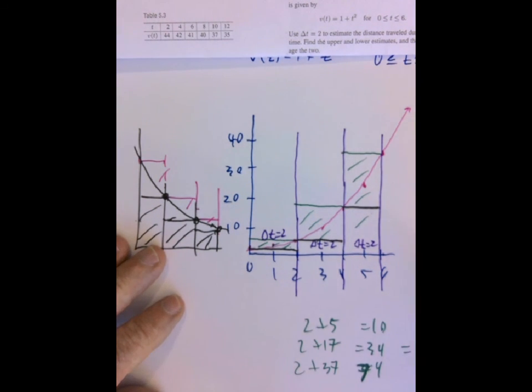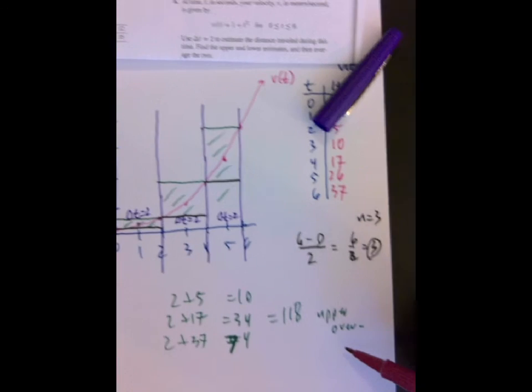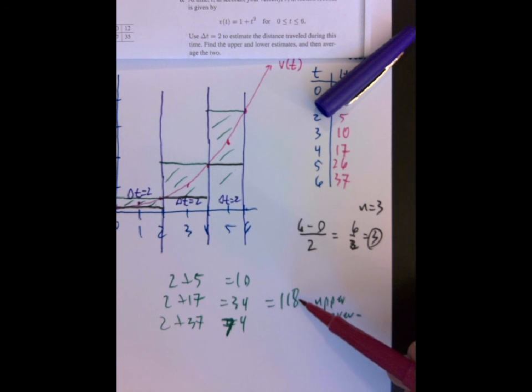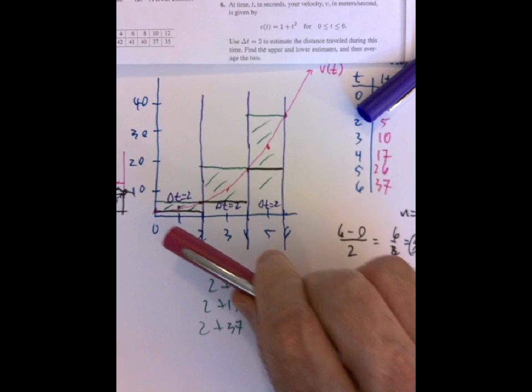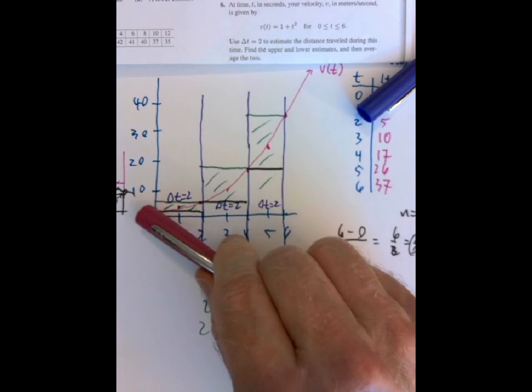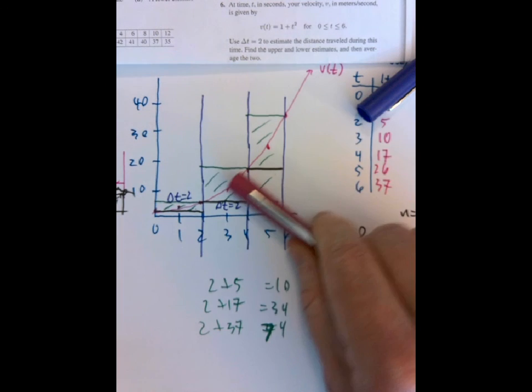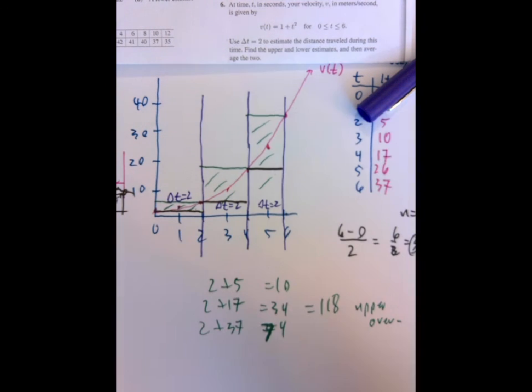So then they asked, once you've got the lower estimate and the upper estimate, you'd go ahead and add them together and divide by 2 to get the average, which the idea is would give you a better estimate for what the actual area under that curve is between 0 and 6.